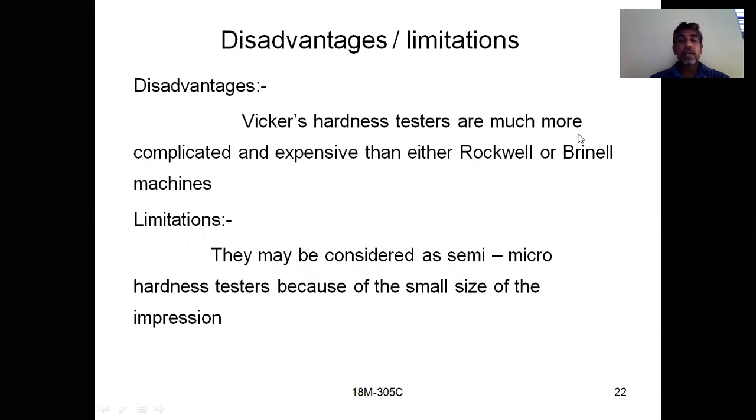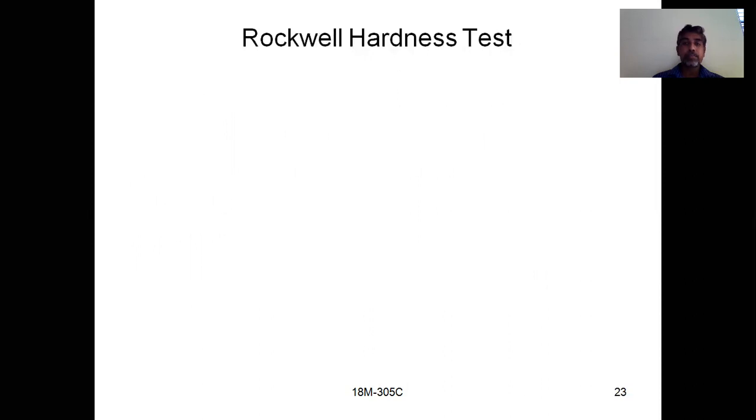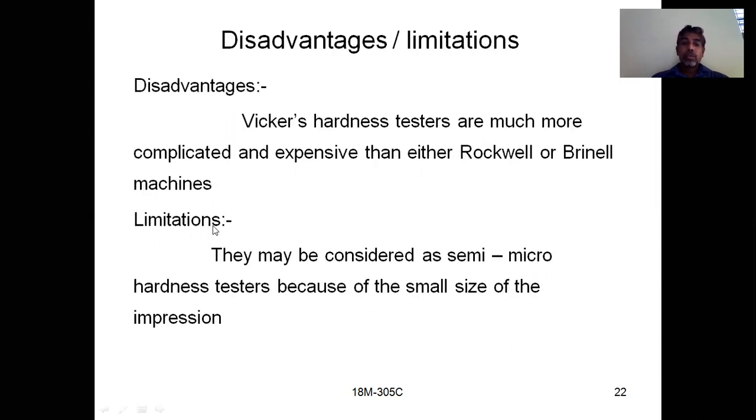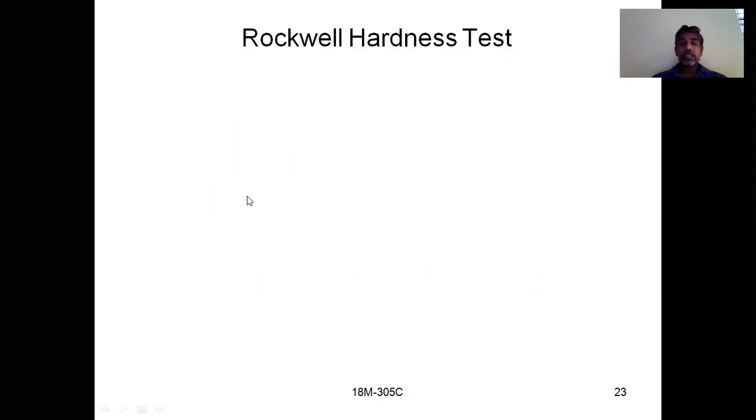And what are the limitations and disadvantages? Vickers hardness testers are much more complicated and expensive because we are using a diamond indenter. So the cost will be more compared to your Brinell hardness test. What are the limitations? They may be considered as semi-micro hardness testers because of the small size. Micro hardness, okay, we are not, because of this diamond indenter you are getting small impressions. That's why you can call it micro hardness testers. This is the limitation.